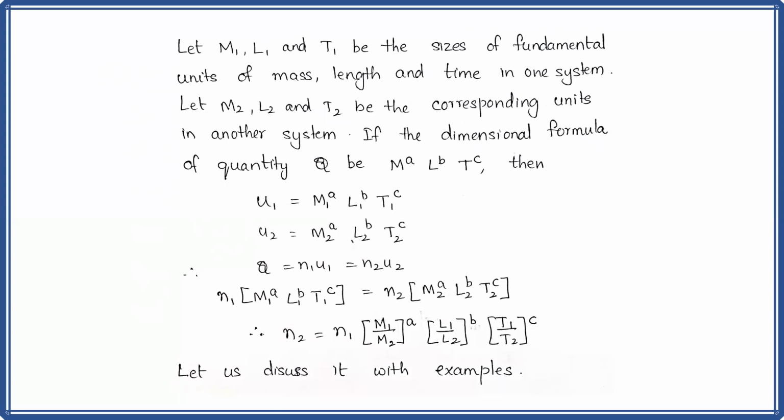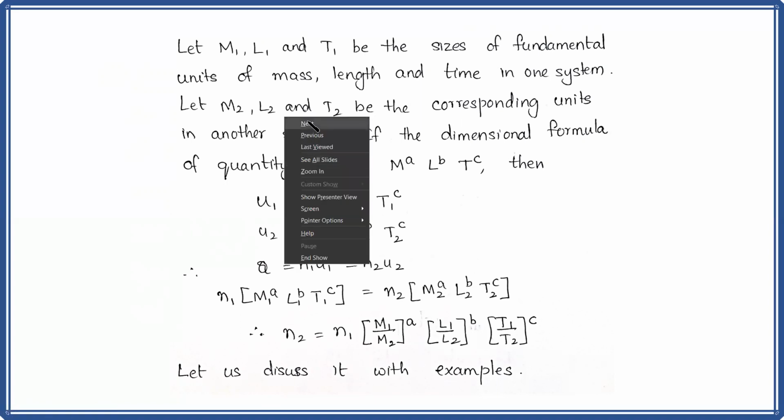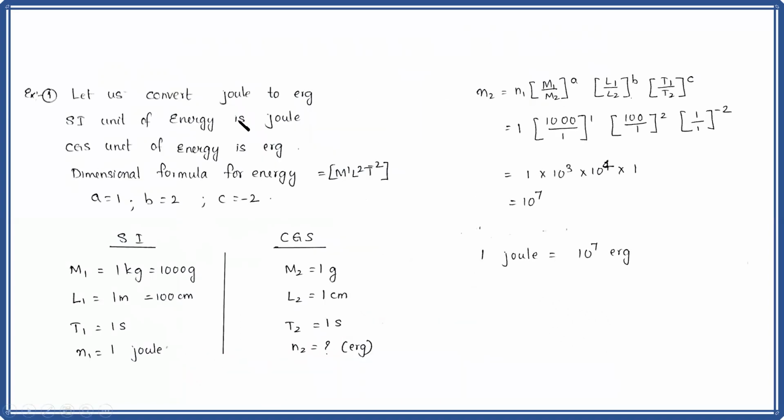It's better we take one example and explain it. It's always good to see with an example. Let us convert joule to erg. The SI unit of energy is joule. In the CGS system, for the same energy, the unit is erg. Now we have to convert joule to erg.